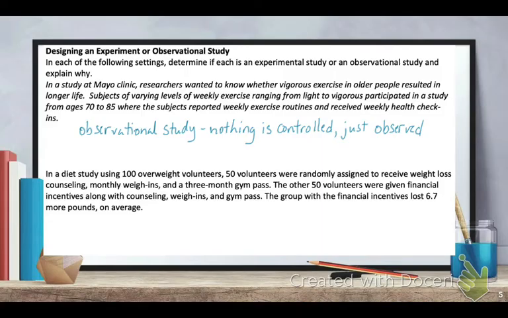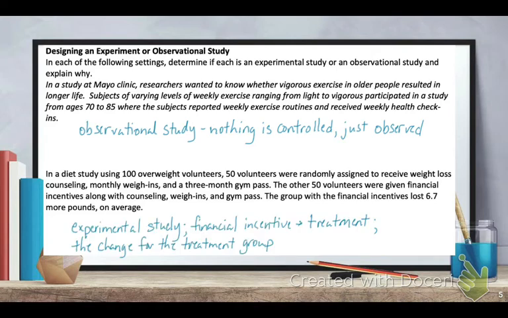In a diet study using 100 overweight volunteers, 50 volunteers were randomly assigned to receive weight loss counseling, monthly weigh-ins, and a 3-month gym pass. The other 50 were given financial incentives along with counseling, weigh-ins, and a gym pass. The group with the financial incentives lost 6.7 more pounds on average. So this is an experimental study.